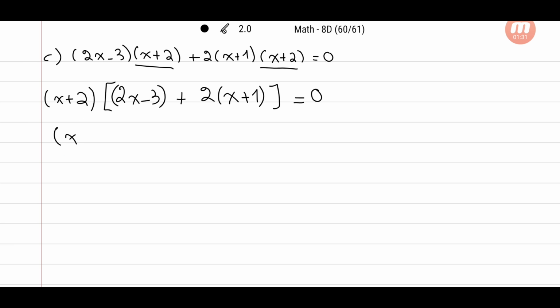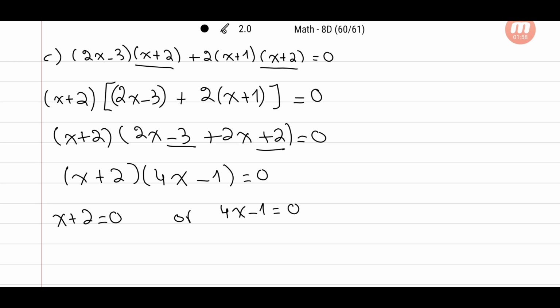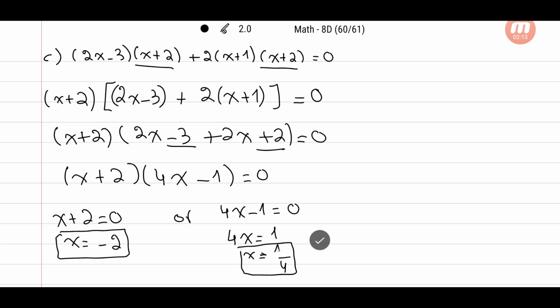(x + 2), expand inside the brackets: 2x − 3 + 2x + 1 = 0. (x + 2), 2x + 2x is 4x, −3 + 1 is −2... equal to 0. Now I solve each one equal to 0. So I take x + 2 = 0 or 4x − 1 = 0. So here I have x = −2, first solution, and the second solution, 4x = 1, x = 1/4, my second solution.